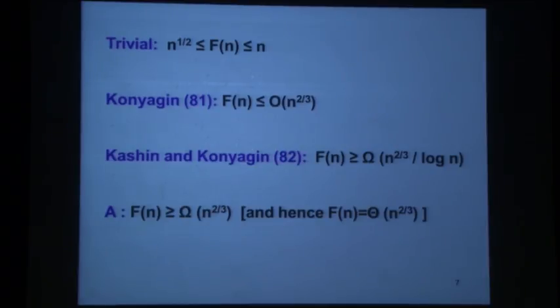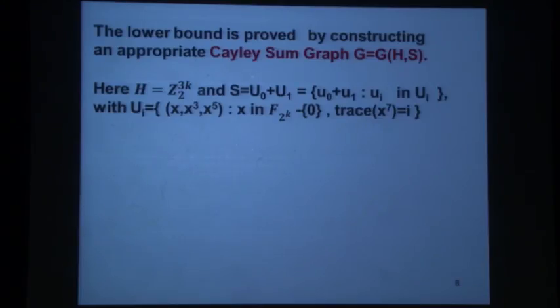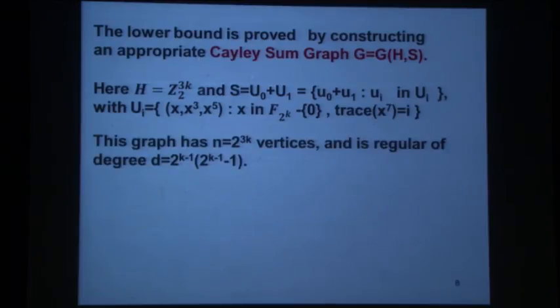So that's it. Okay. And I want to tell you something about the lower bound here, because this is where the Cayley Sum Graphs appear. So about this construction. There is this construction, and it's a construction of some Cayley Sum Graph. And I wrote here the construction just so that you see that it's simple to describe, but it doesn't really matter.